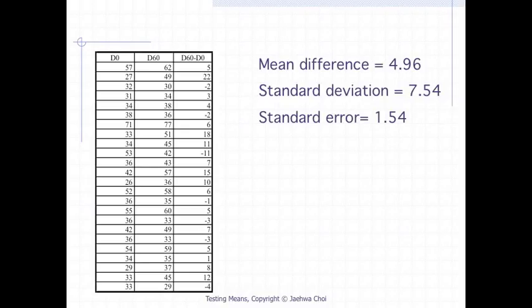To conduct the significance test, compute the difference between the D60 and the D0 conditions for each child and test whether the mean of these difference scores is significantly different from 0. The difference scores are displayed in the table in the column D60 minus D0. The mean of the difference scores is 4.96. The standard deviation of the difference scores is 7.54, and the standard error of the mean of the difference scores is 1.54.